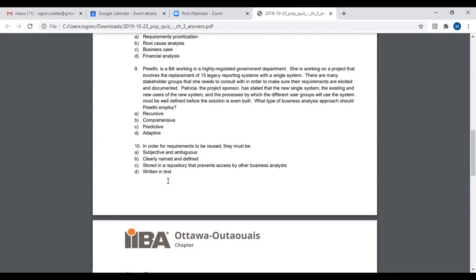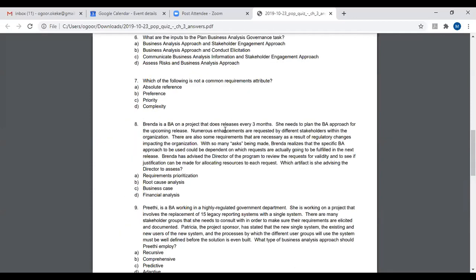So let's see what. Brenda is a BA on a project that does releases every 3 months. She needs to plan the BA approach for the upcoming release. Numerous enhancements are requested by different stakeholders within the organization. There are also some requirements that are necessary as a result of regulatory changes impacting the organization. With so many asks being made, Brenda realizes that the specific BA approach to be used will be dependent on which requests are actually going to be fulfilled in the next release. Brenda has advised the director of the program to review the request for validity and to see the justification, if justification can be made.